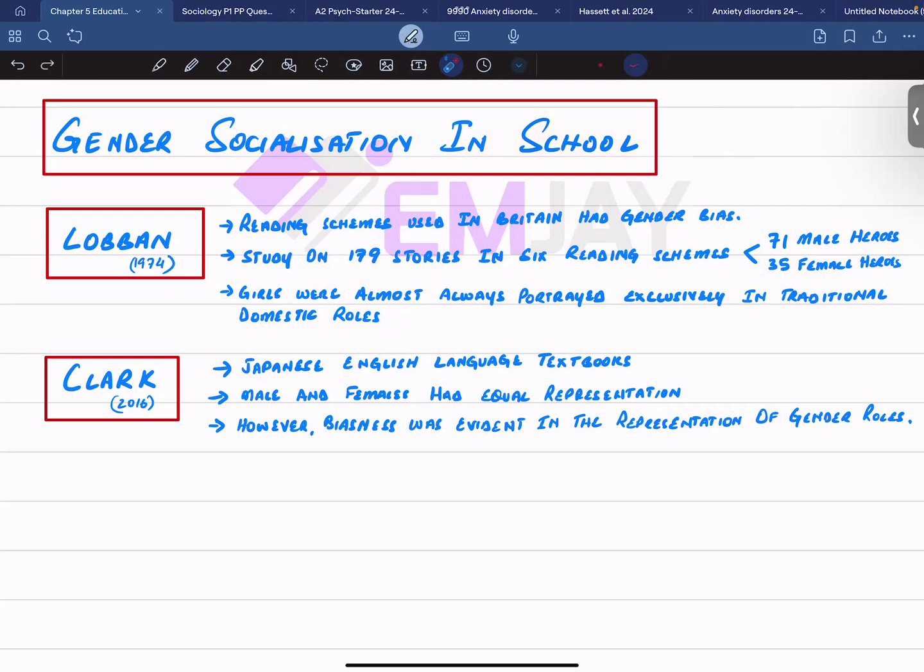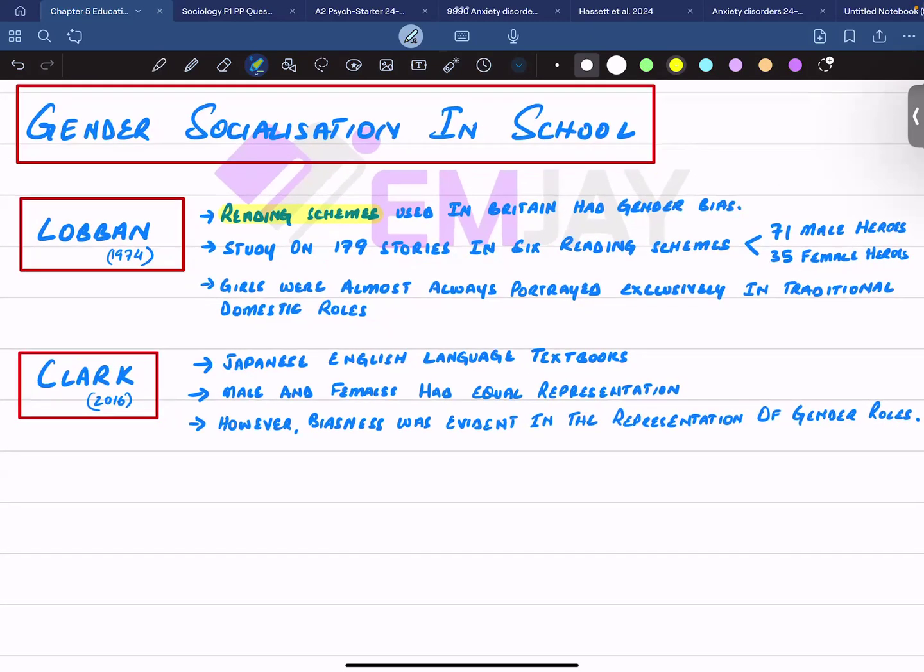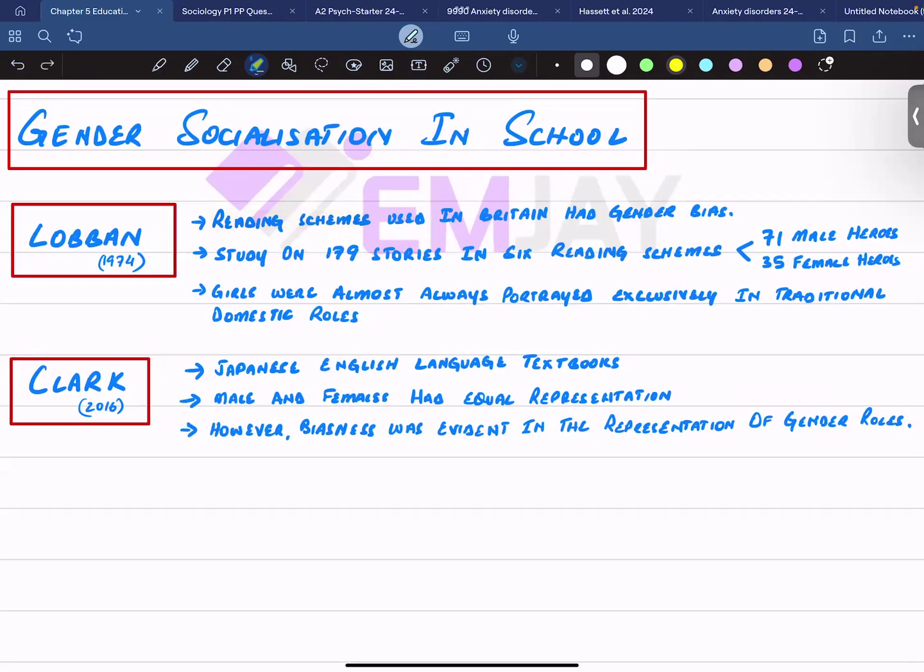So moving on, there was a study conducted by Glenn Loban in the year 1974. This study had to do with reading schemes, or in other words, the books that young kids get at school in the very early years to read. What Loban found out was that these reading schemes used in Britain back in the 1970s at least were biased in terms of gender.